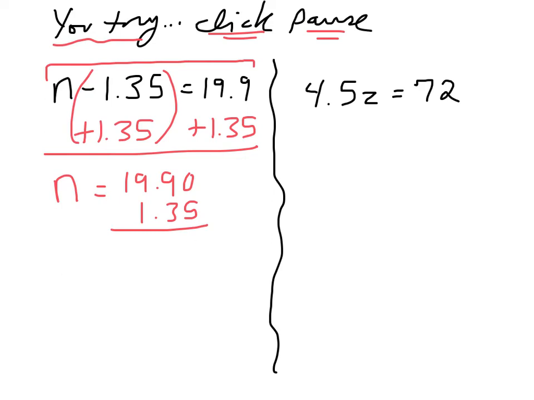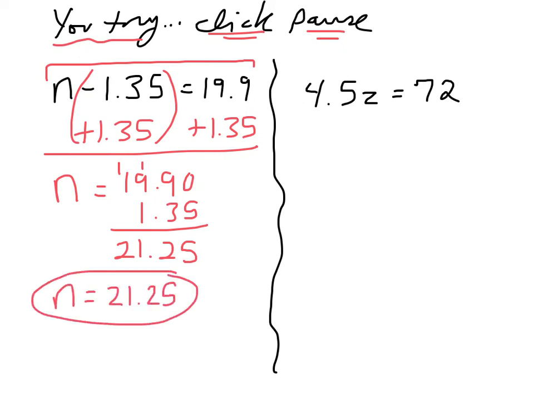5 plus 0 is 5. 9 plus 3 is 12. Carry the 1. 10, 11. Carry the 1. 1 plus 1 is 2. Bring down the decimals straight down. N equals 21.25. Check your answer. See how you did. If you didn't get it right, try to figure out what you did wrong. Maybe it was adding the decimals, but were you trying to add 1.35 to both sides? If you were, that's a good step.